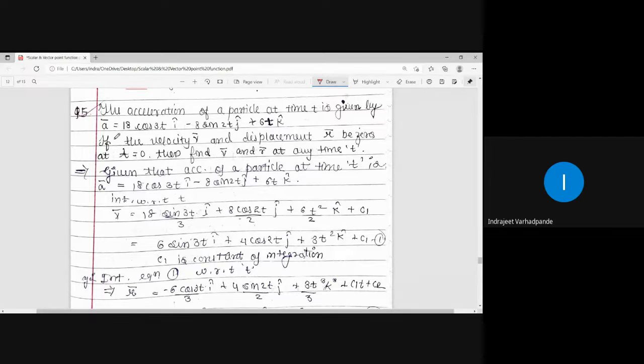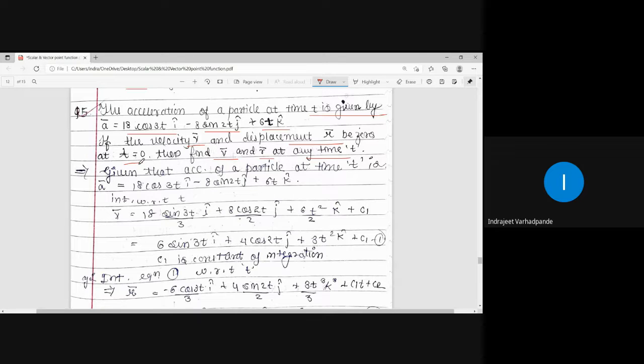Other example: the acceleration of a particle at time t is given by a bar is equal to 18 cos 3t i minus 8 sin 2t j plus 60t k. If the velocity v bar and displacement r bar are 0 at t is equal to 0, then find v bar and r bar at any time t.